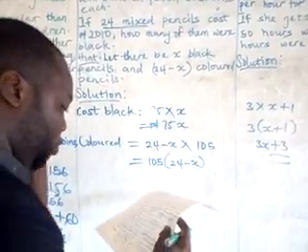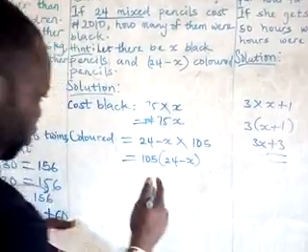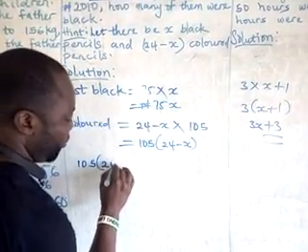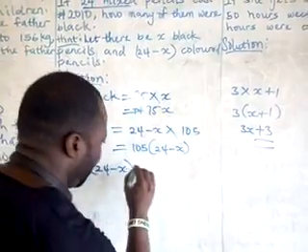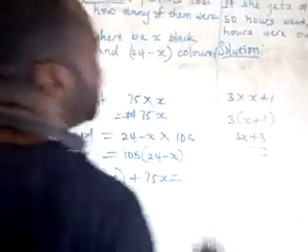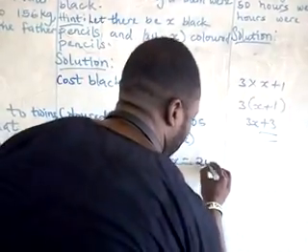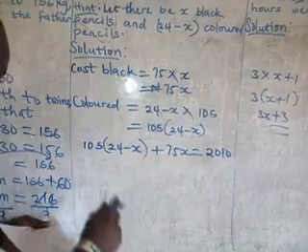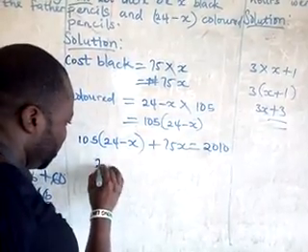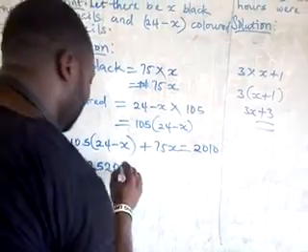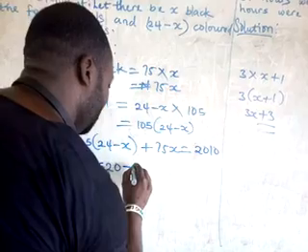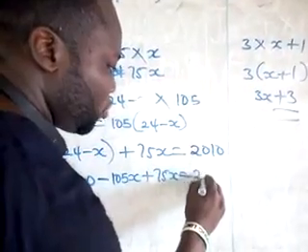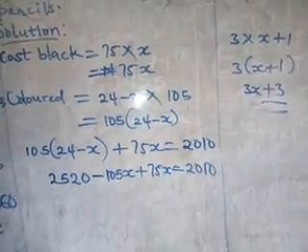So what's the next thing we are going to do? What we are going to do is very simple. So it will now be 105 into 24 minus X plus 75X. Everything equals what? 2010. Are you getting it now? So let's open this bracket. What do we have? 105 times 24 will give us 2520. 105 times minus X, minus 105X plus 75X. Everything equals 2010. Are you getting it now?